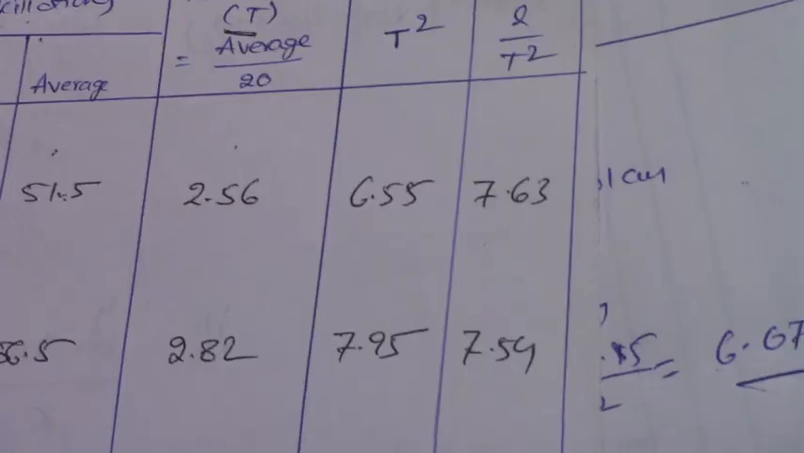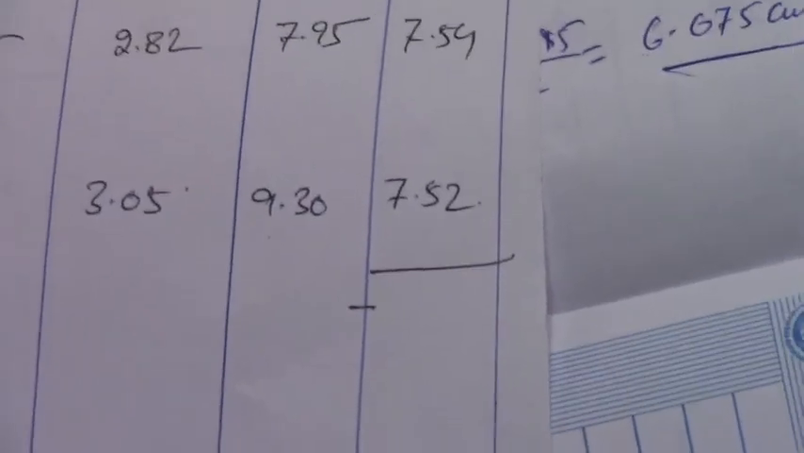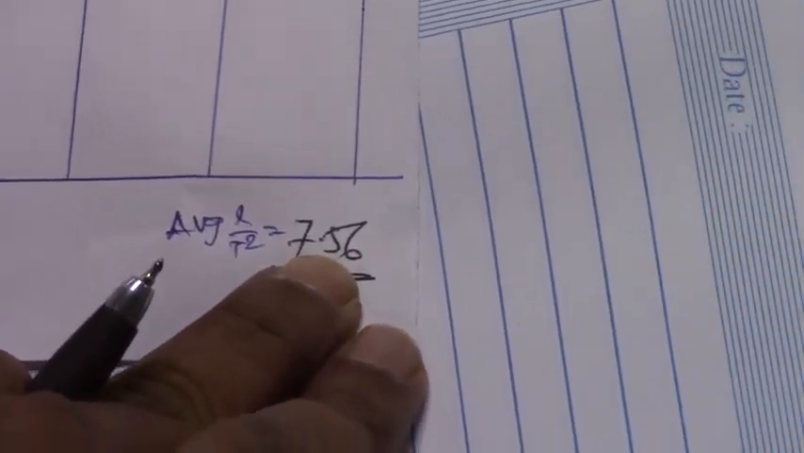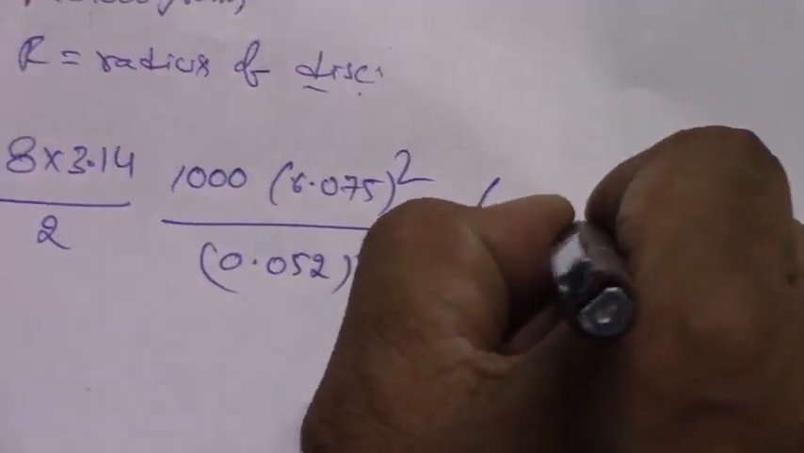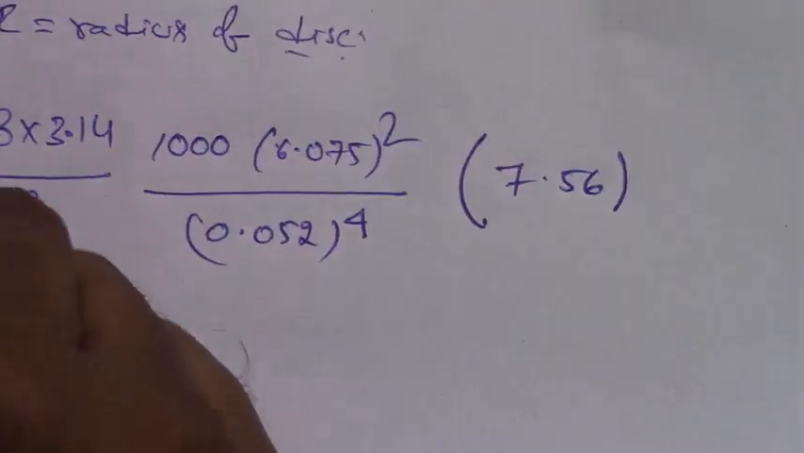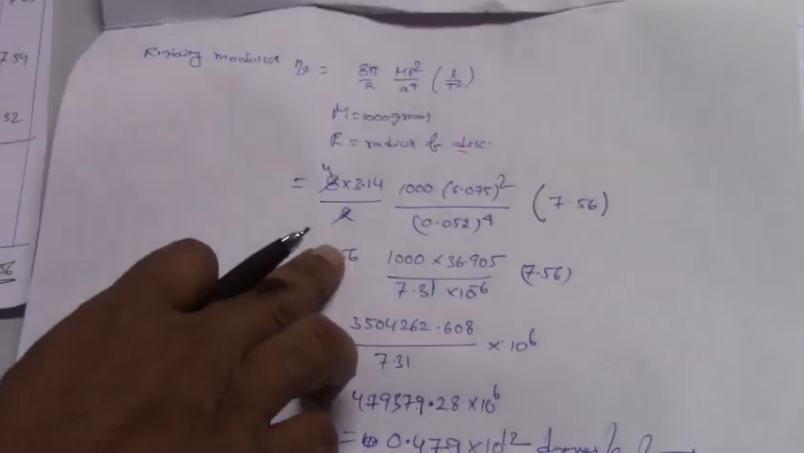As I already told you, this is the L by t square, students. Actually you have to draw the graph between L and t square, then from that you have to evaluate the L by t square value. But here this is the theoretical L by t square value. We got 7.56, but you have to take it from the graph. Okay, so for demonstration purpose, I am taking the same theoretical value. So the L by t square value is 7.56.